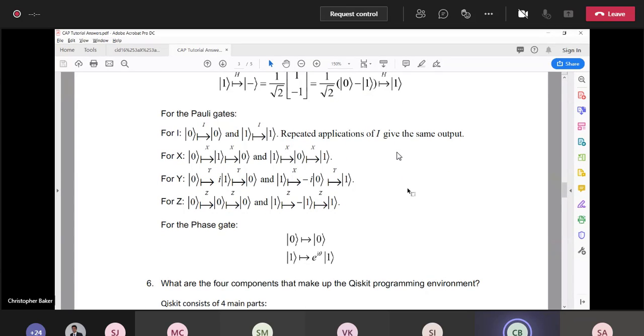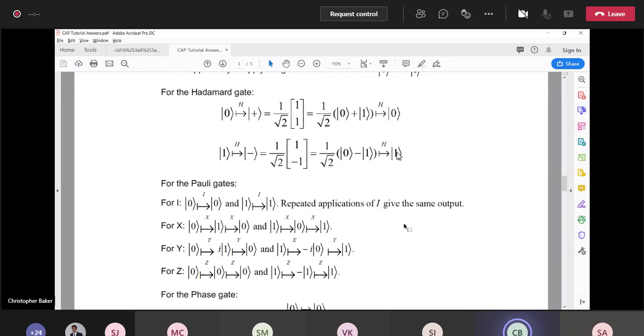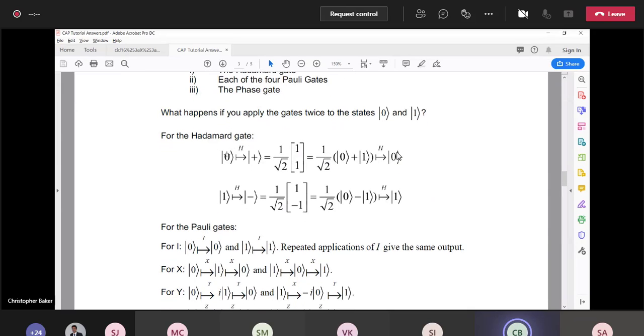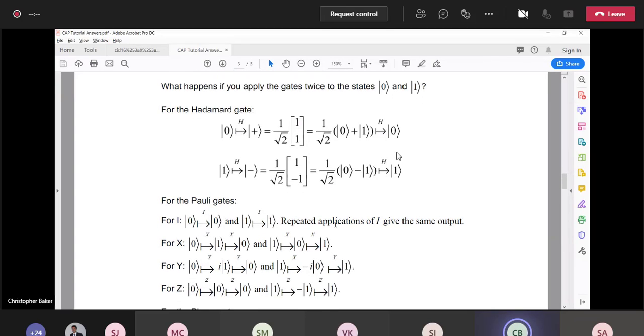And for the phase gate, 0 goes to 0, and 1 goes to e to the power of i theta times 1. So let's go through it again. Apply the Hadamard gate to 0, we get 1 over root 2 (|0> + |1>); apply it again, we get 0. Apply the Hadamard gate to 1, we get 1 over root 2 (|0> - |1>); apply it again, we get back to 1.